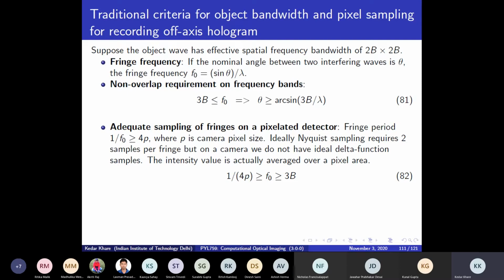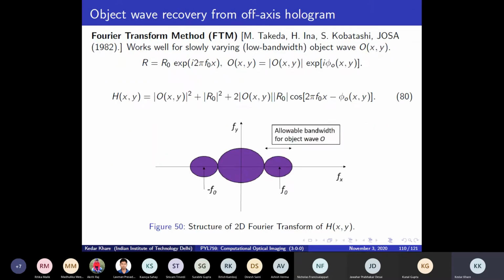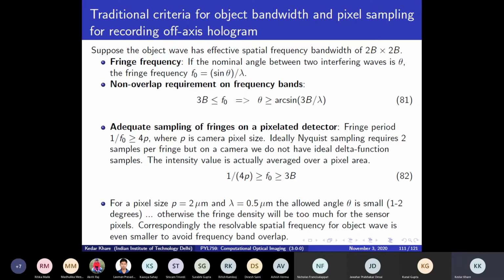And so what you need is that 1 by 4p is more than f0, and f0 has to be more than 3b. So there are now 2 conditions. One condition is purely based on this diagram, that you don't want these lobes to overlap. And the second condition is that your fringes need to be adequately sampled on the pixelated detector.